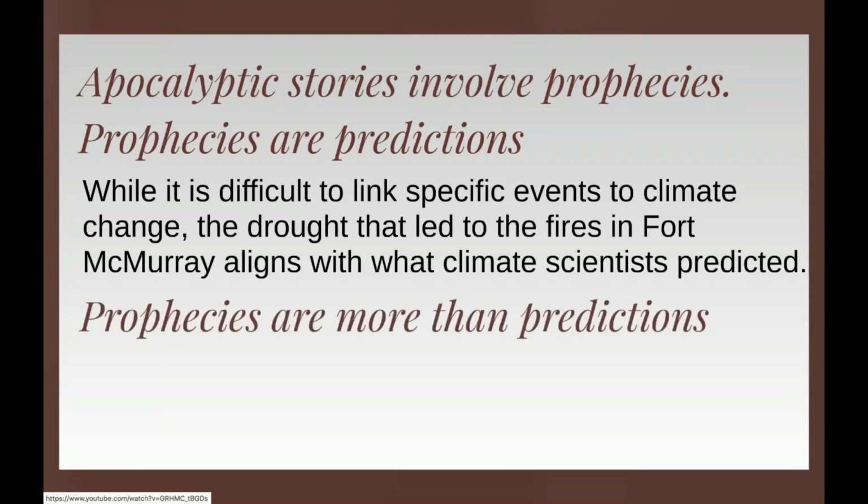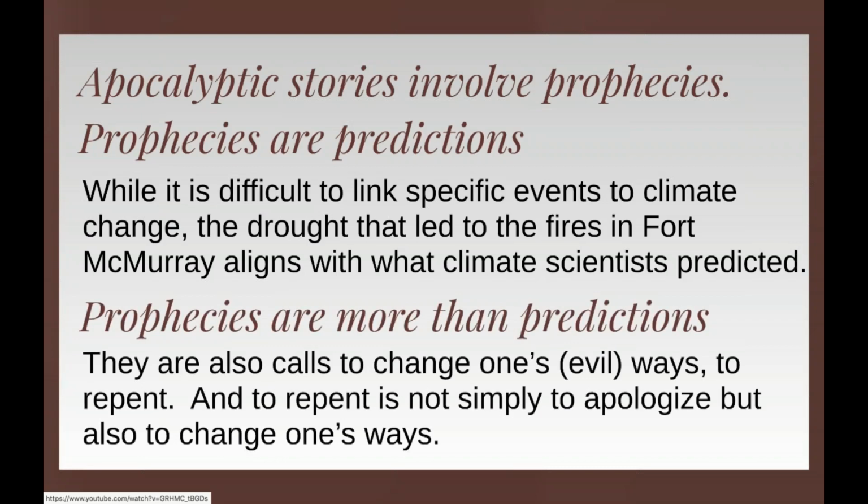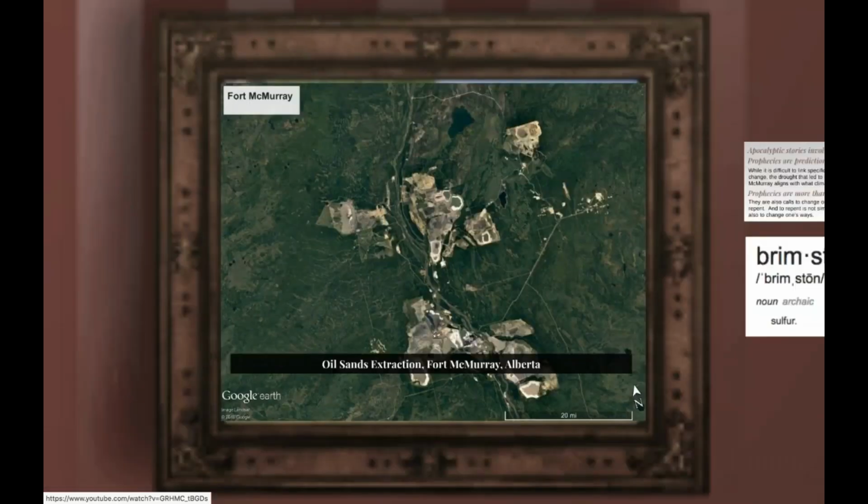Prophecies are more than predictions, however. They're also calls to change one's evil ways and to repent. And to repent is not simply to apologize, but also to change one's ways. And I think climate scientists are not only making predictions, but they're saying why these really pretty horrible, for the most part, changes are taking place, and giving us information about how we ought to repent and change our ways. And I think if you bring that kind of discussion in, that maybe makes the discussion a little bit more effective.